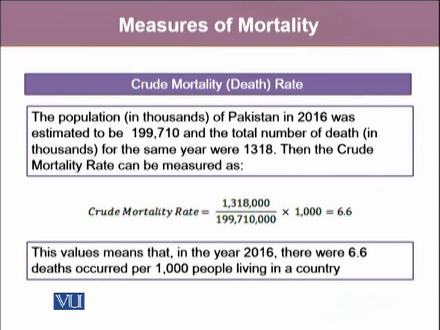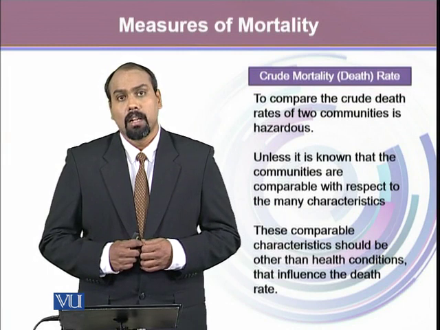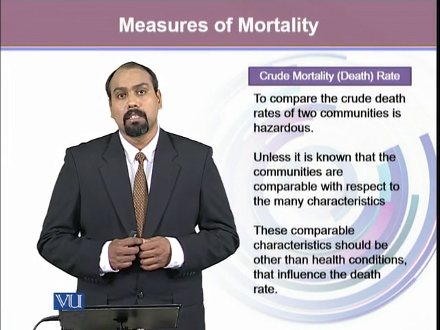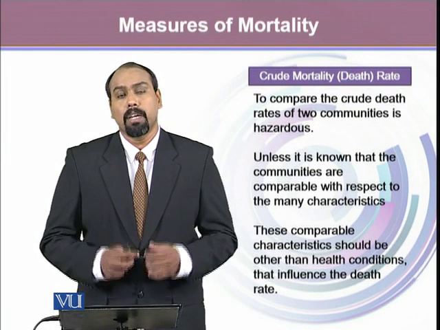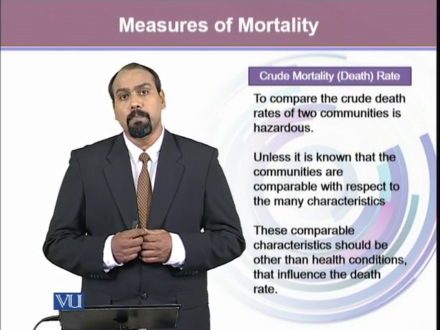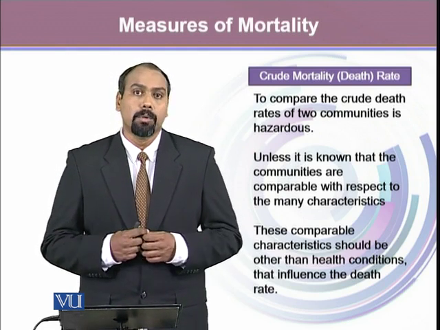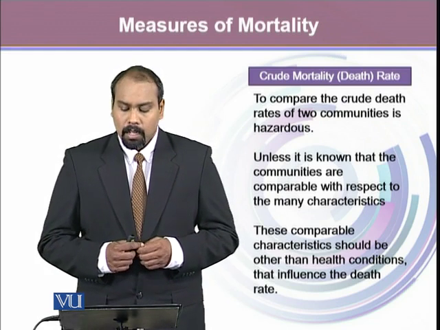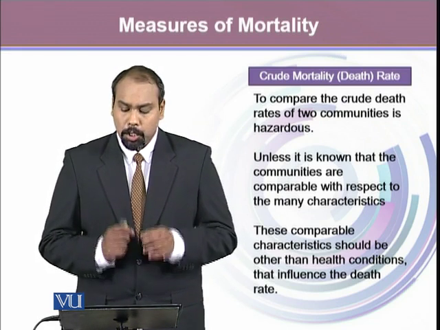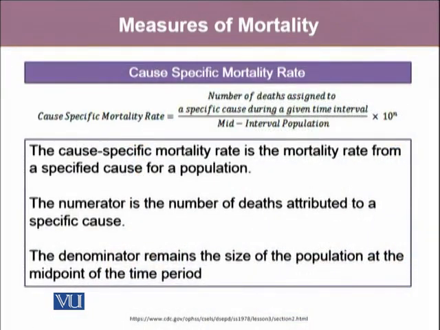To compare the crude mortality rate of two communities is hazardous. We have to look at different variables in different situations, like sex, race, age. We can't compare until we match these different characteristics. We also need to match the socioeconomic status if we want to compare two populations on the basis of crude mortality rate. The comparable characteristics should be other than health conditions that influence the death rate.